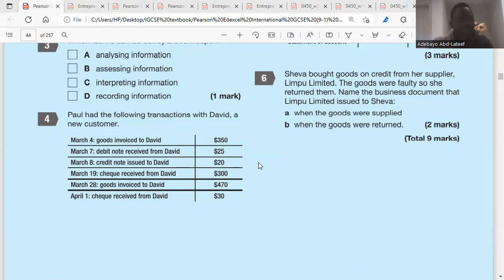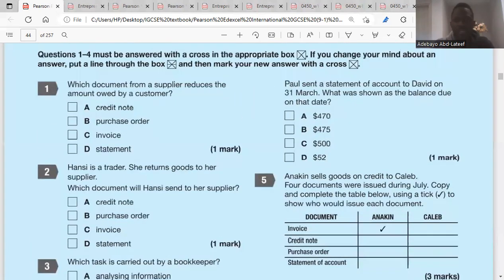Now goods invoice to David. David received some goods again, amount 470. That's plus 470, making 500. Then check received from David: David made a payment of $30, minus $30. So how much is David owing Paul? 470. Paul sent a statement of account to David on 31 March. What was shown as the balance due? 470. Is it clear?